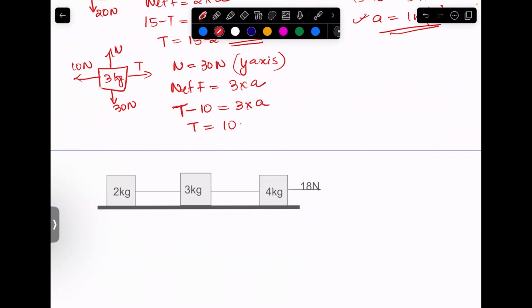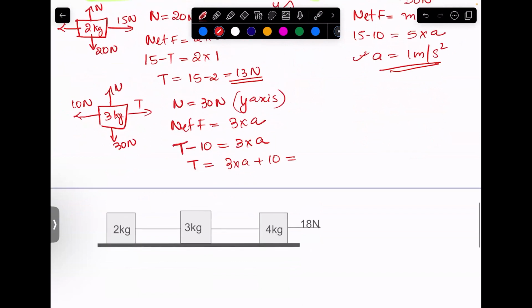So 3 times A plus 10 is equal to T. So 3 times A is what? A is 1 meter per second square. That means 3 plus 10 is equal to 13 Newton.